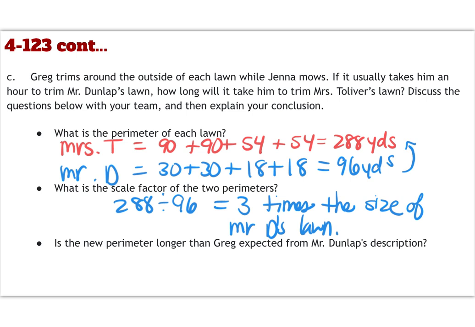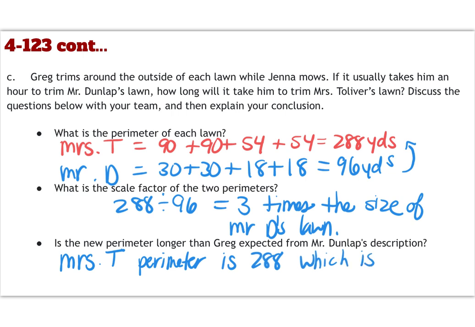Is the new perimeter longer than Greg expected from Mr. Dunlap's description? Well, Mrs. Tolliver's perimeter is 288 yards, which is 3 times Mr. Dunlap's. So it will take Greg 3 hours.